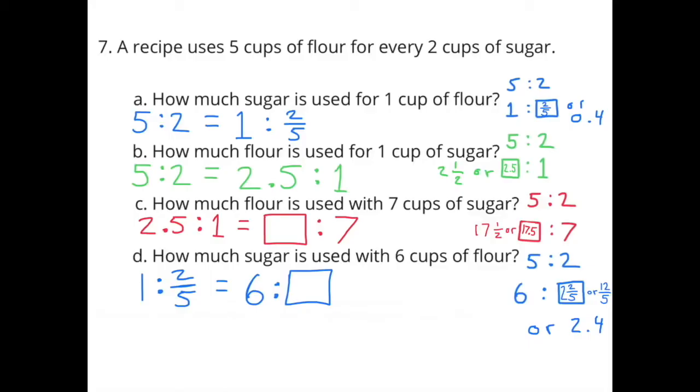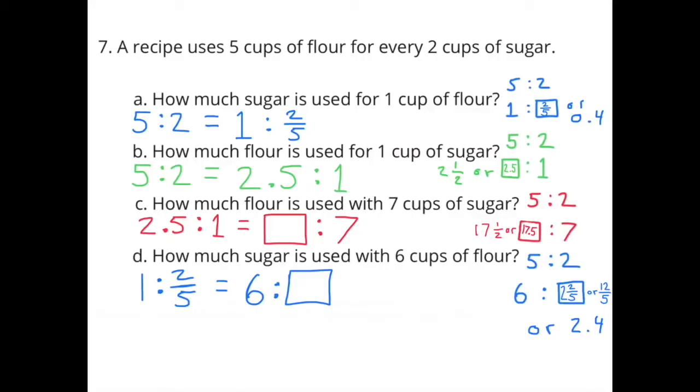C. How much flour is used with 7 cups of sugar? So a 5:2 ratio is the same as 2.5 cups to 1, which is equal to 17.5 cups to 7. So for every 7 cups of sugar, you'd be using 17.5 cups of flour.